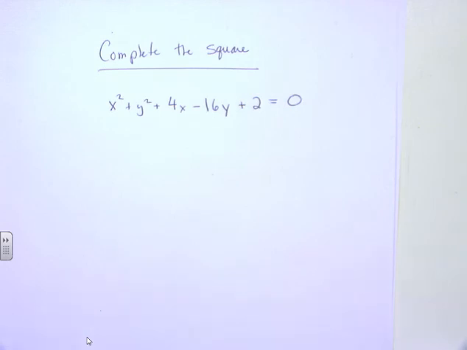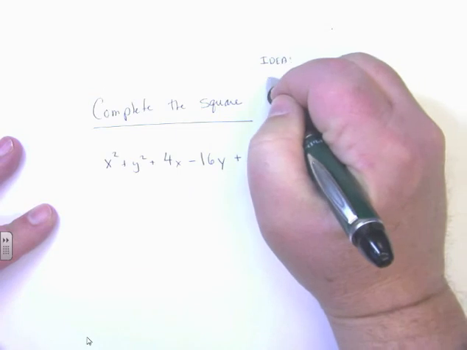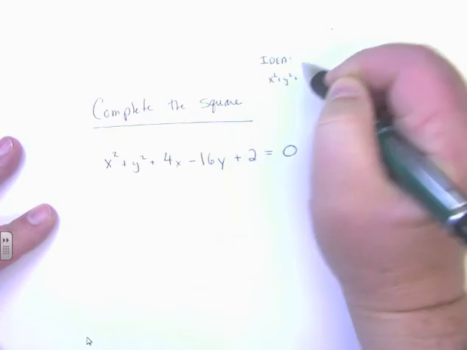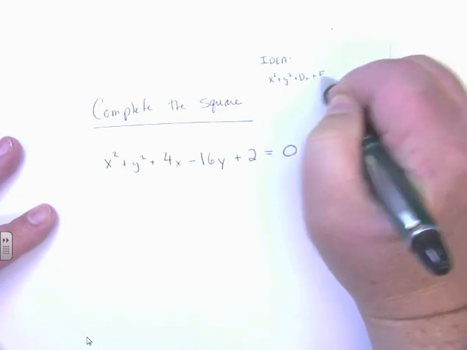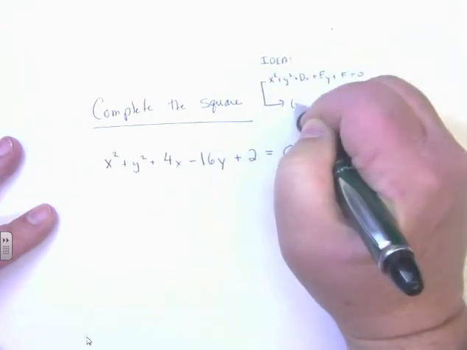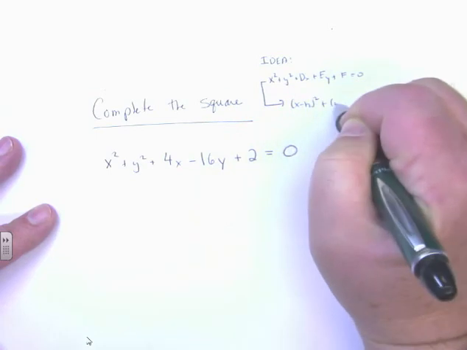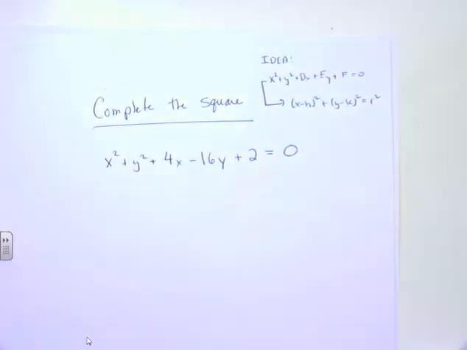Well, to be able to do that, the idea is this. You're going to take this, x squared plus y squared plus dx plus ey plus f equals 0, and you're going to have to turn it into x minus h squared plus y minus k squared equals r squared. This is the idea of turning general form into the form that you can read off the data. Does that make sense?